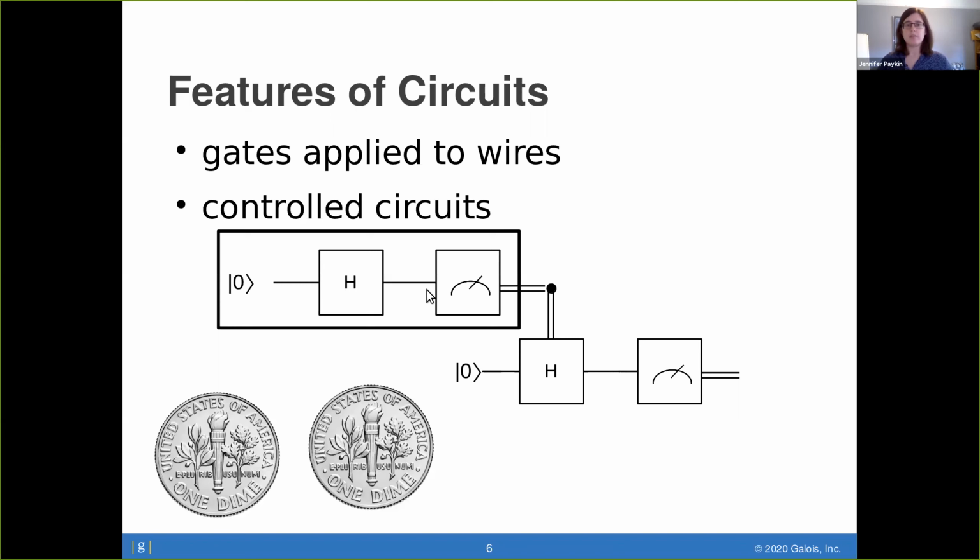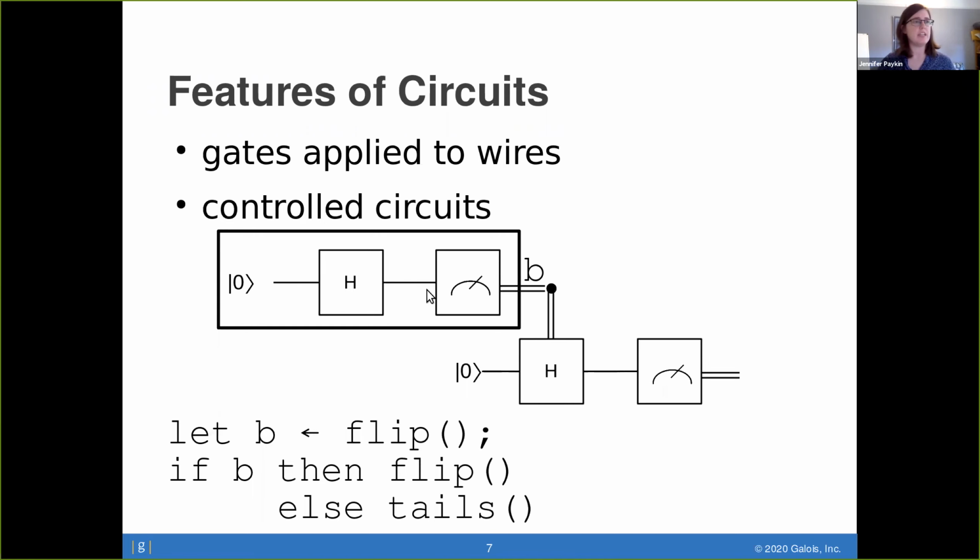This circuit is essentially how you'll often draw it. You'll often see it in these quantum circuit languages. But as a programmer, a much more intuitive abstraction is a conditional, right? We give a name to the measurement result, let that be B, and then we say: if B, then flip another coin, or else output 0, output tails.